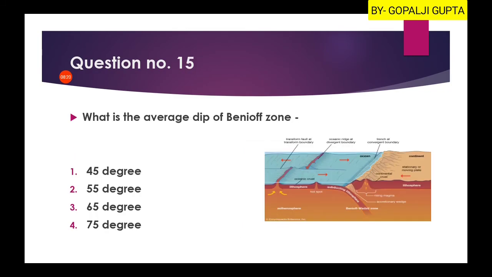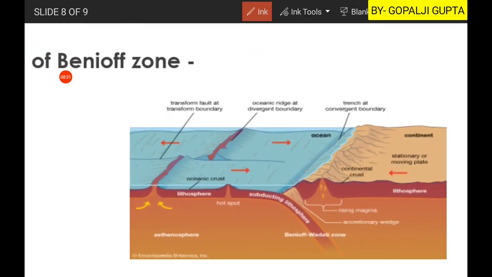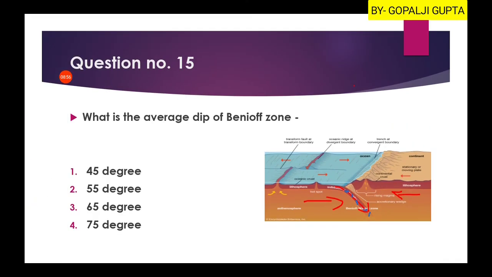Now the 15th and last question is, what is the average dip of the Benioff zone? If you look at any subduction part, you will see structures like these. This plate is subducting and this plate is overriding. The subducting plate will subduct something like this, and in this area several earthquakes occur. This is known as the Benioff zone, and its dip is almost 45 degrees. That's why the first option will be our right answer.